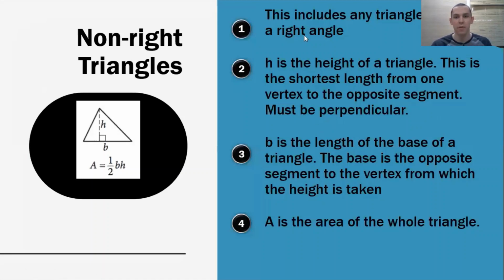So this is non-right triangles. Although the one formula it does have on here will work for right triangles, it just looks a little bit different. A non-right triangle is just any triangle without a right angle. H is the height of the triangle.